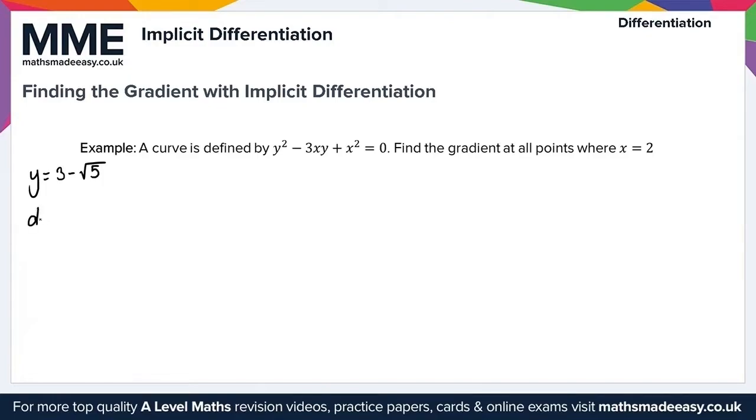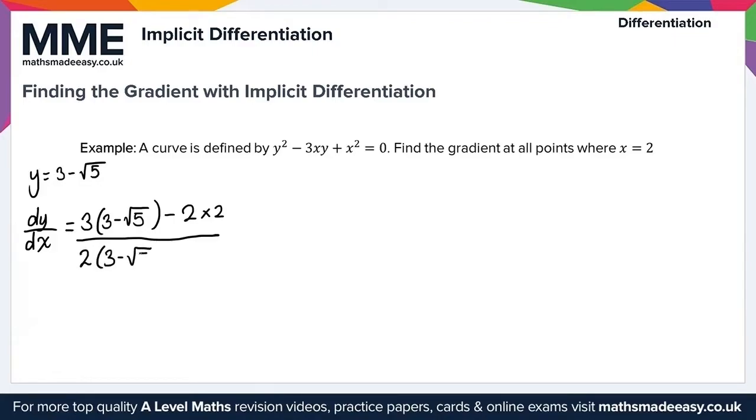So dy by dx is simply given as 3 lots of (3 minus root 5) minus 2 times 2, and this is all over 2 lots of (3 minus root 5) minus 3 times 2, and it will follow in a very similar fashion to when y was equal to 3 plus root 5. Again, simplifying the numerator here and then the denominator.